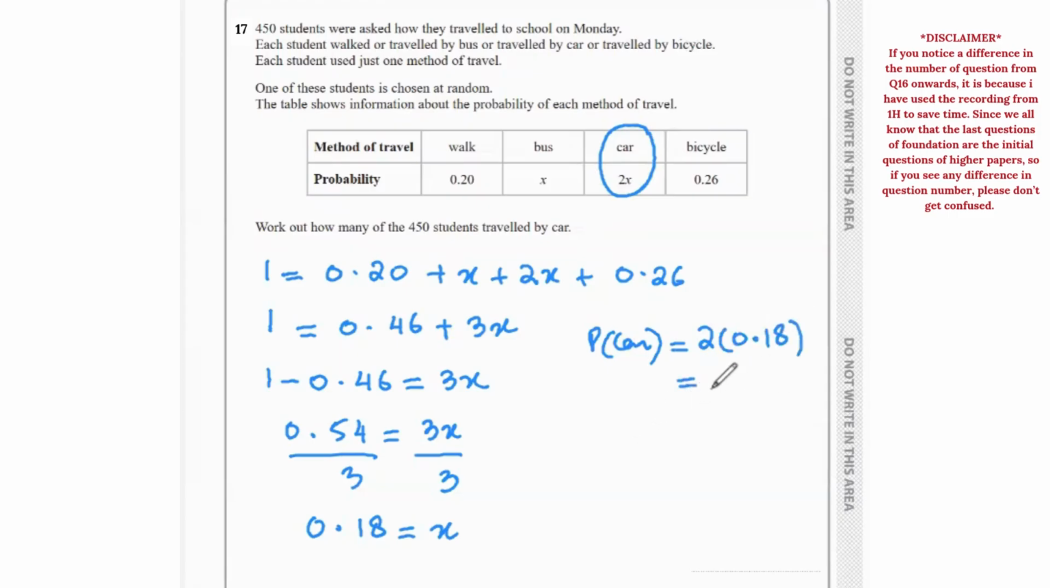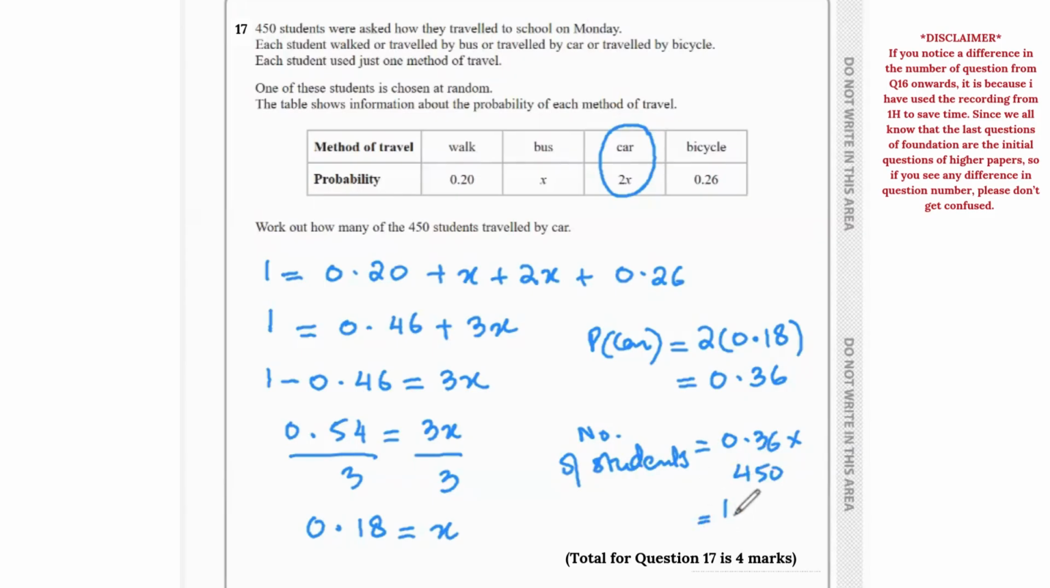That is going to be 0.36. So the number of students would be 0.36 times 450, and that equals 162.